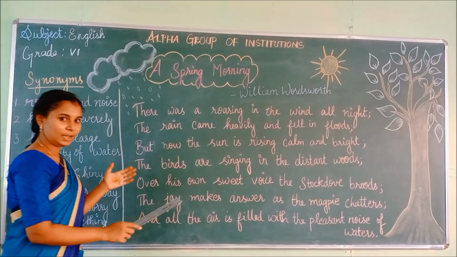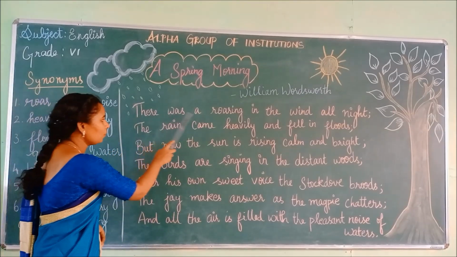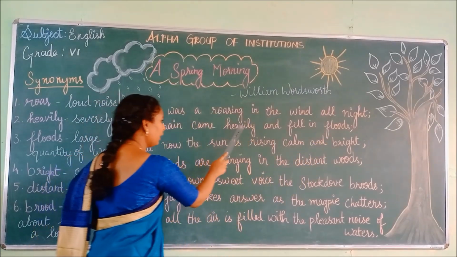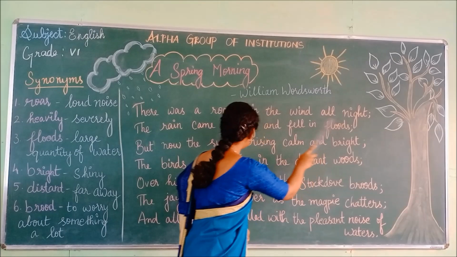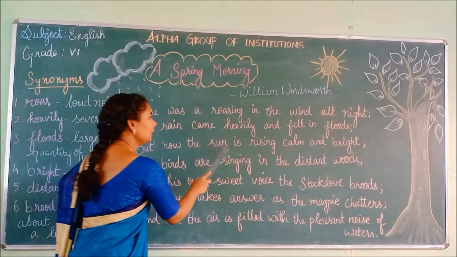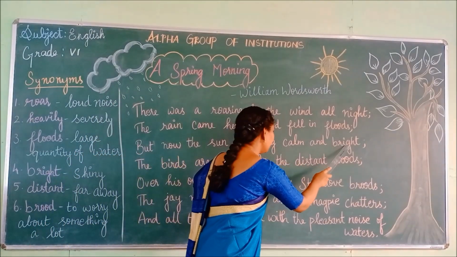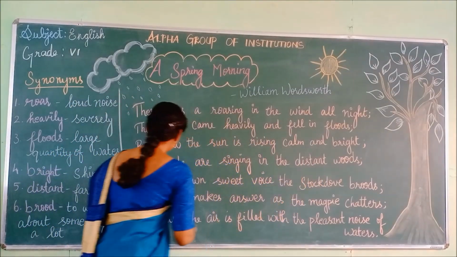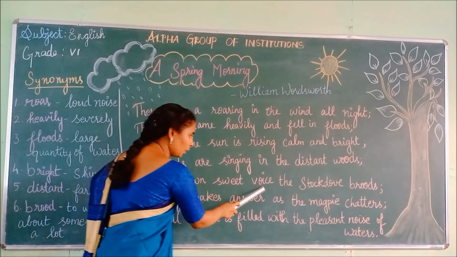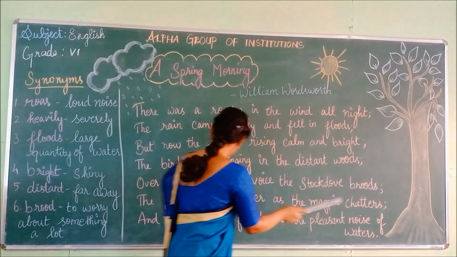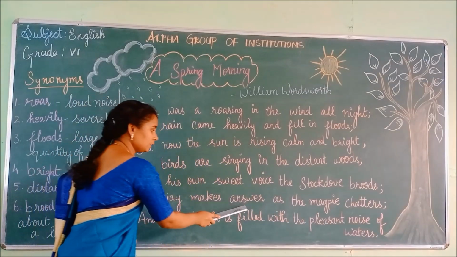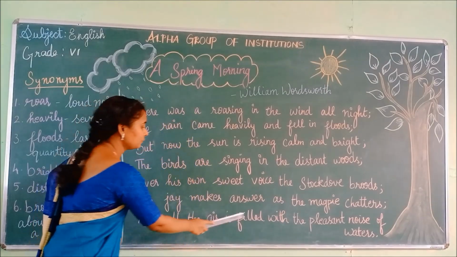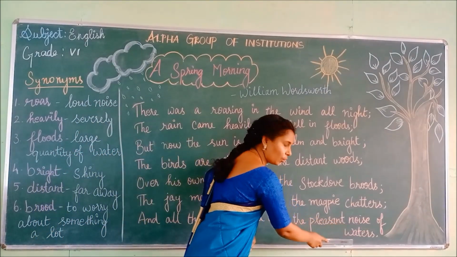I shall read it again and listen carefully. There was a roaring in the wind all night. The rain came heavily and fell in floods. But now the sun is rising calm and bright. The birds are singing in the distant woods. Over his own sweet voice, the stock-dove broods. The jay makes answer as the magpie chatters, and all the air is filled with the pleasant noise of waters.